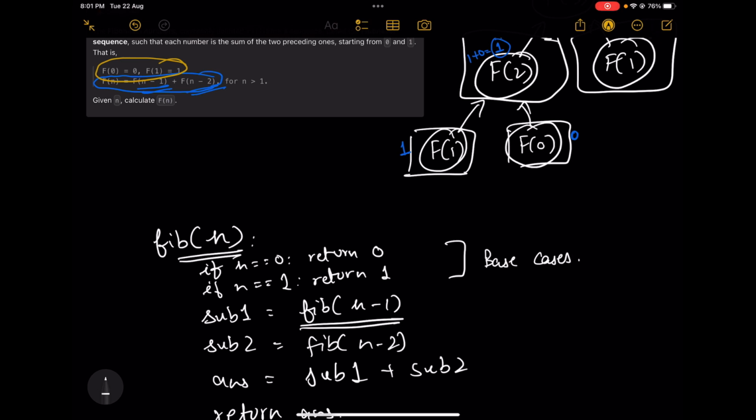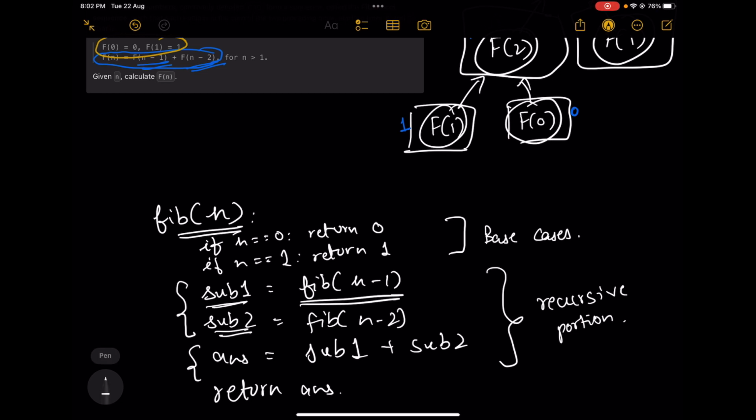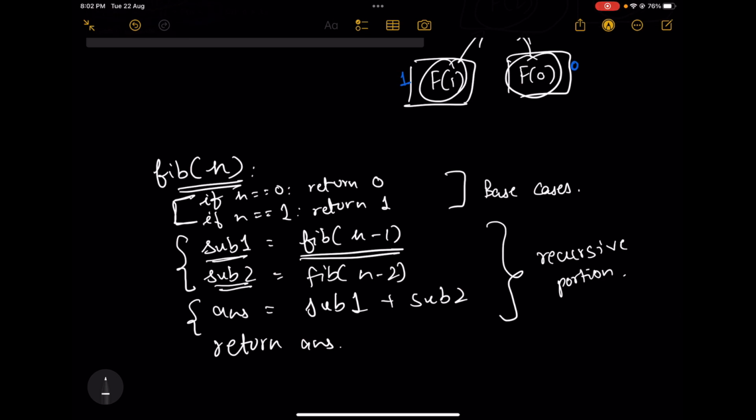So we have these two base cases here, and other than that, we have this portion, which is the recursive portion of the algorithm, right? So that's it. We found all the three things that we needed to. We broke the problem down into sub problems. We found a way to combine those sub problems to get the answer for the original problem, and we also put in our base cases. So that's our recursive algorithm to find the Fibonacci numbers.